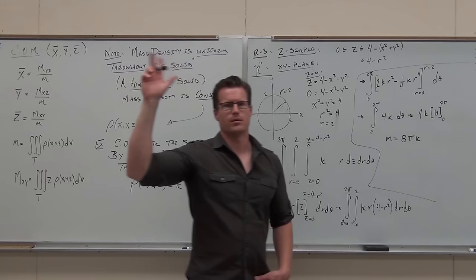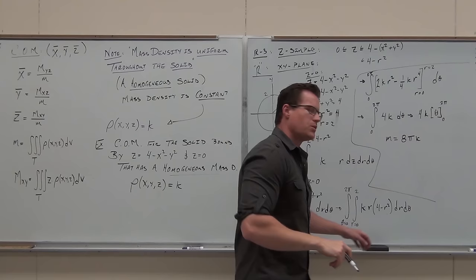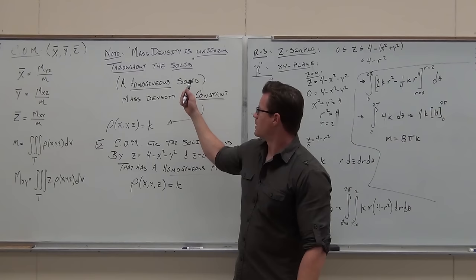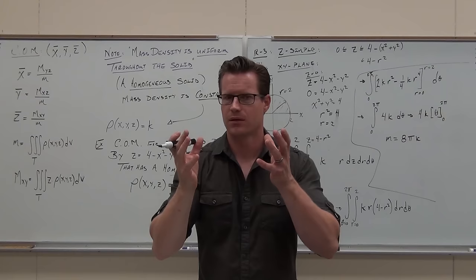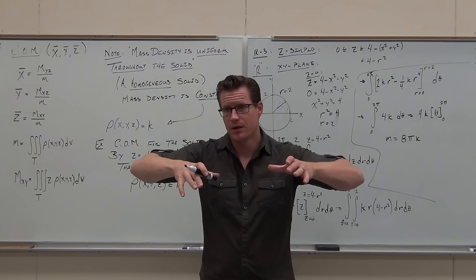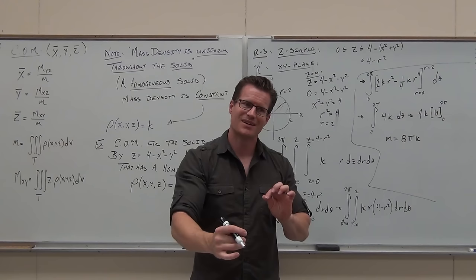Now, let's talk a little bit more. I want you to think back to this. Homogeneous. The mass density is evenly spread across this. What is this shape? What's it look like? It's a paraboloid. Is that paraboloid symmetric across both the x-axis and the y-axis? Yes. If you know the picture, then you can see it.